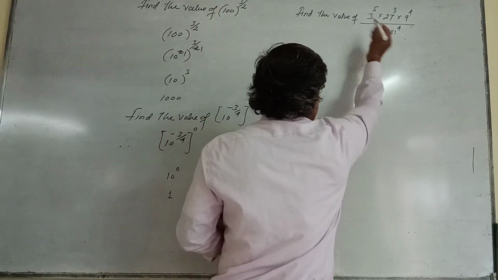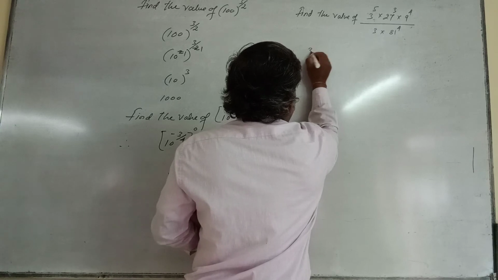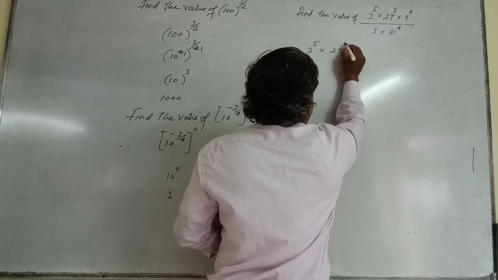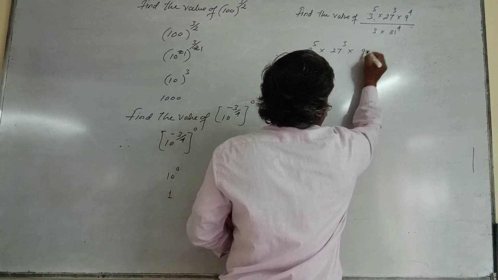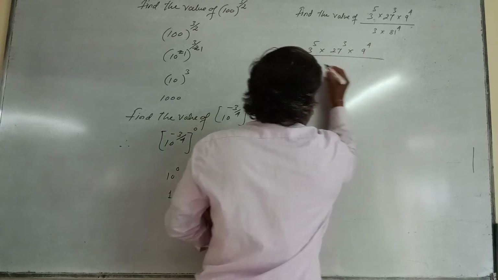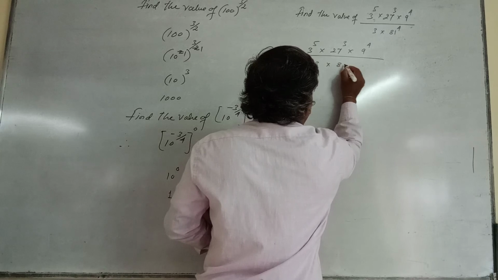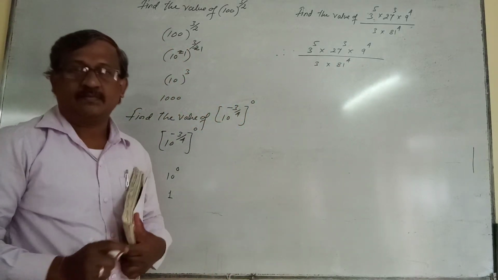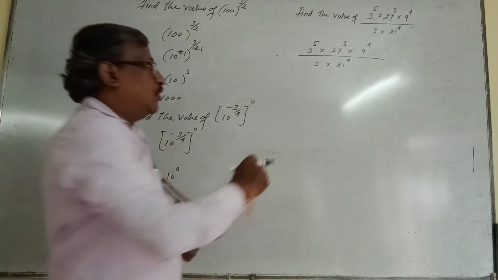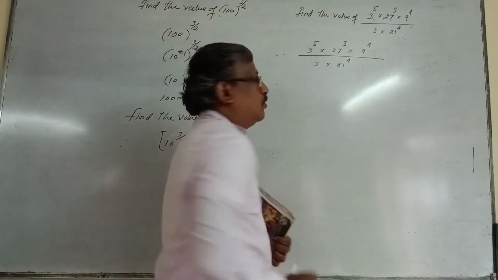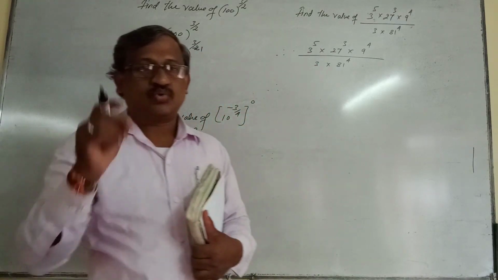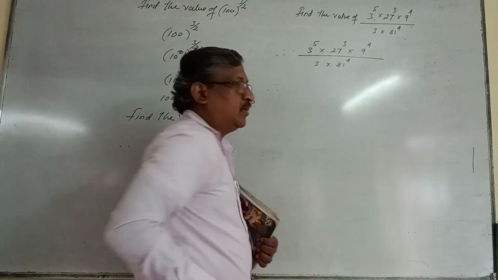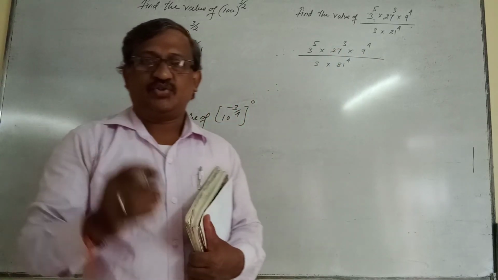So again I will rewrite the problem here. It is 3 raised to 5 multiplied by 27 raised to 3 multiplied by 9 raised to 4, divided by 3 into 81 raised to 4. So you have to find out the value of this. While solving this, what care we have to take to solve the index? If you want to simplify this index, what should be same? Base should be same.